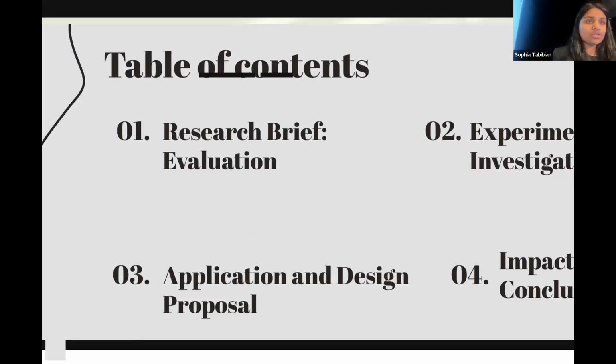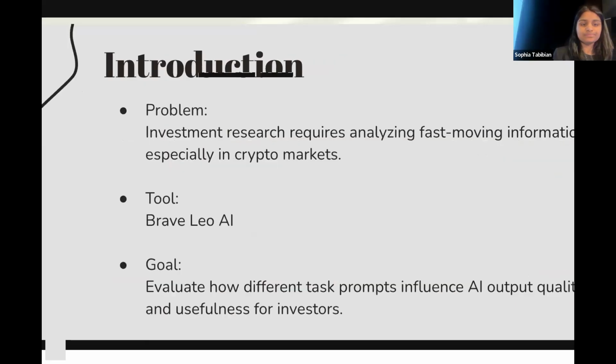Then I'll go to my application design proposal, where I'll say how you can improve Brave Leo and how it could be integrated into the workflow. And last but not least, I'll go over its impact and my overall conclusions.